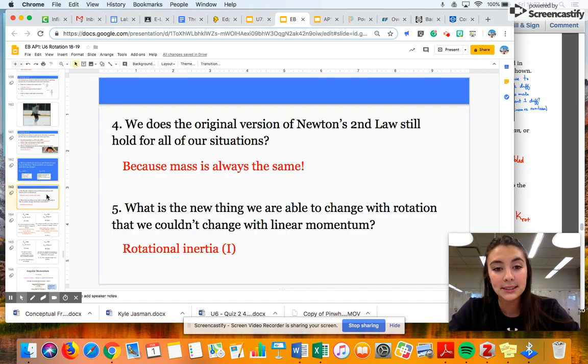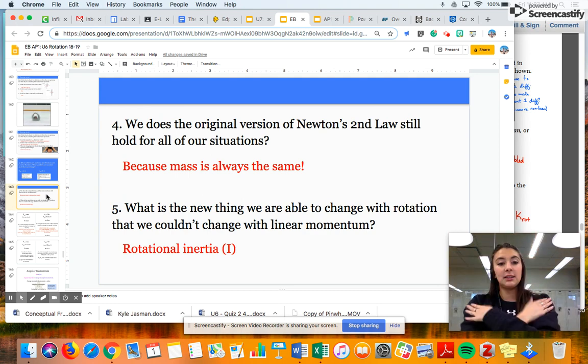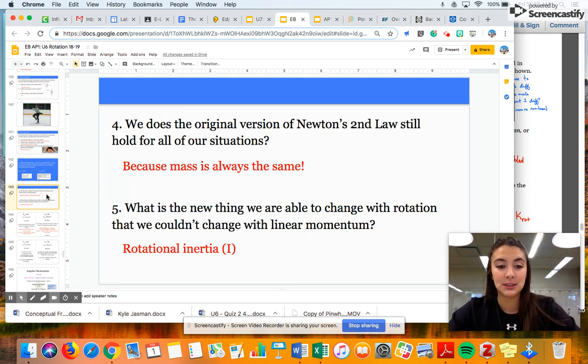So does the original version of Newton's second law still hold for all of our situations? Well, mass is still going to be the same, right? If I go like this versus I go like this, mass of my object is still the same. The difference is that the rotational inertia of my object has changed based on where the distribution of mass now lies, okay?